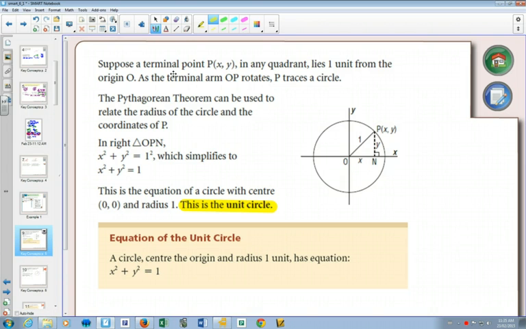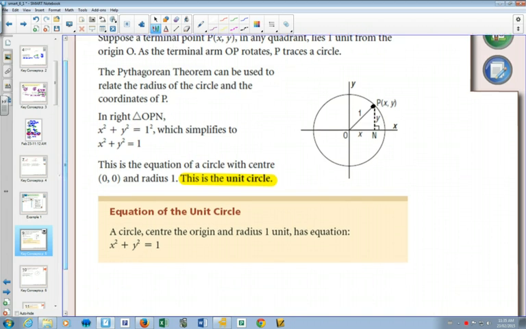Now any point that's on this circle, like this point P here, can be found by the relationship between the x-coordinate and the y-coordinate. And because of the Pythagorean theorem, you know that a squared plus b squared equals c squared. So using x and y here, we would know that x squared plus y squared equals 1 squared. That's just the Pythagorean theorem. And in fact, that is how you would find the equation of any circle. So the equation of this particular circle is x squared plus y squared equals 1.